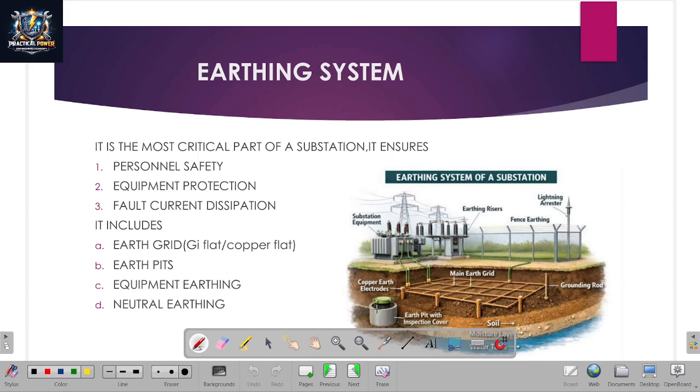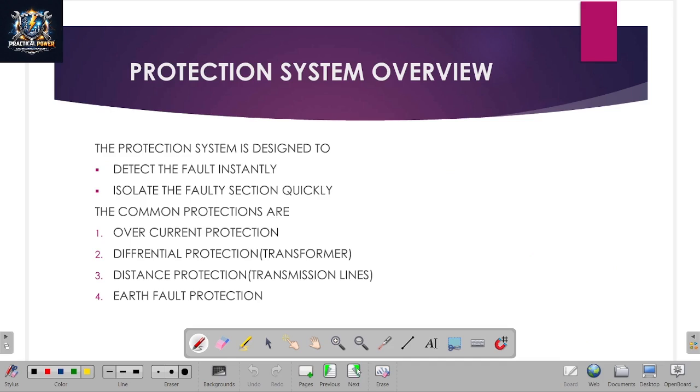Similarly, earth pits, equipment earthing. Equipments are connected to the earthing, to the earth flats. Neutral earthing, transformer or neutral is connected to the earth. The neutral earthing is also a very vital part for the power transformer or distribution transformer.